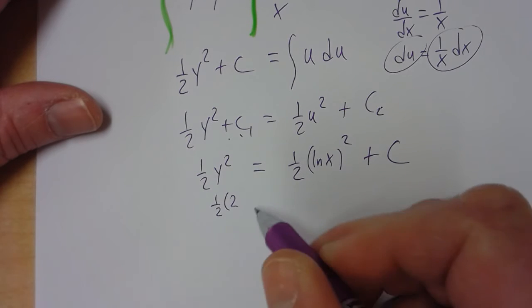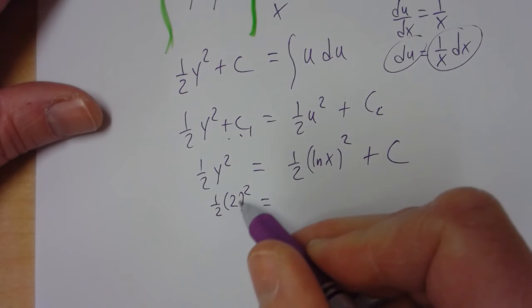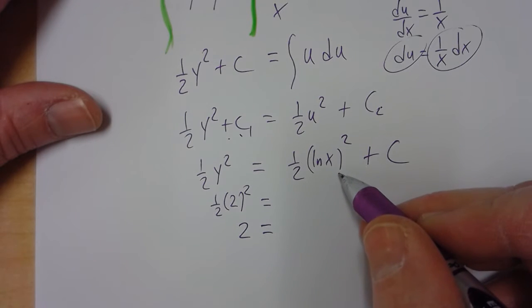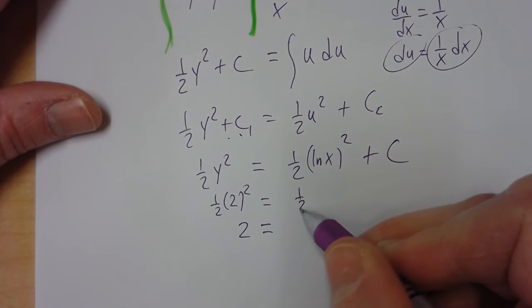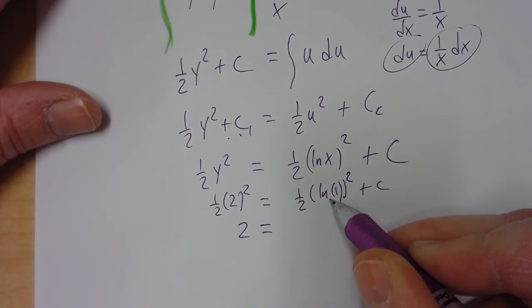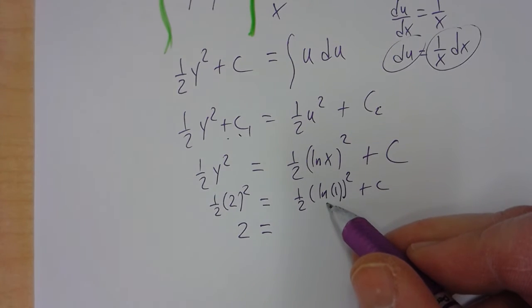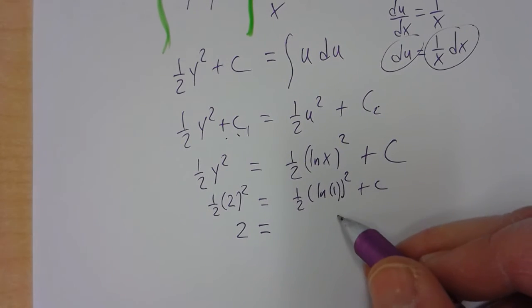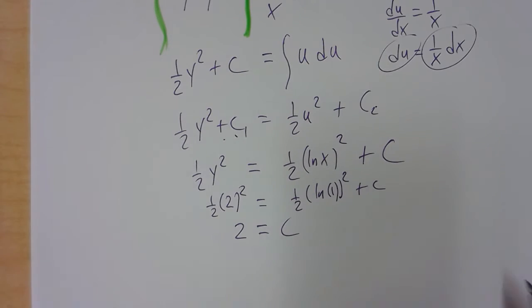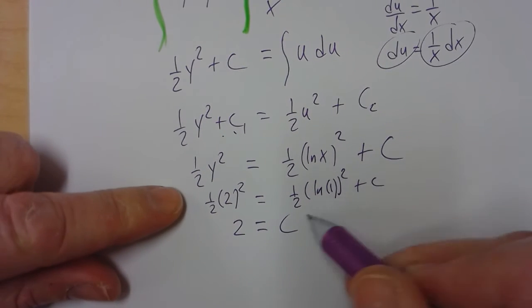1/2 2 squared. Okay, that would be 4 divided by 2 is 2, is equal to, then put 1 in here, 1/2 natural log of 1 squared plus c. Natural log of 1 is 0. This would be a no calculator problem. That's just something you'd have to know. The natural log of 1 is 0 because e to the 0 power is 1. So that goes away. So c is 2. So I'm going to put the 2 back in for this right here.